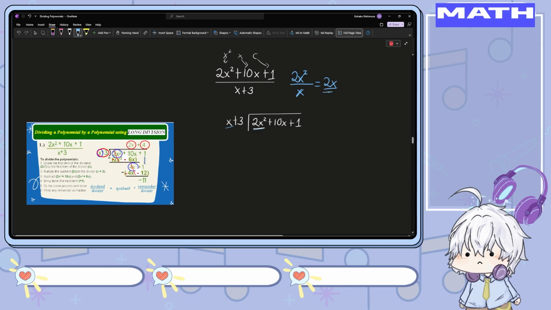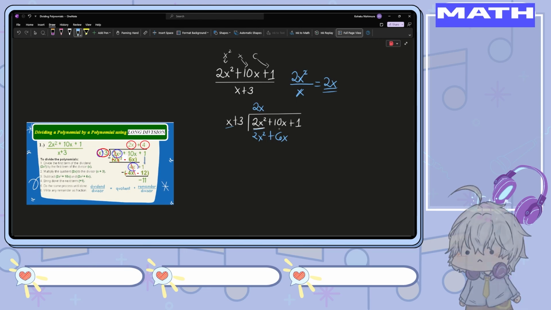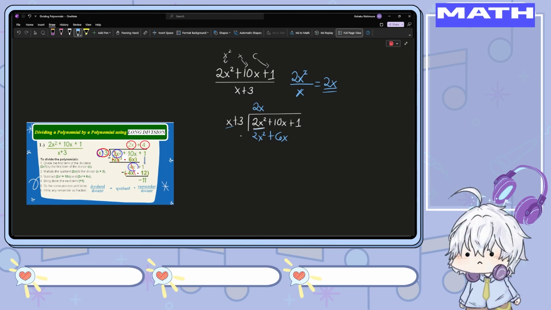We write this 2x above 2x squared. It can either be above here or above here, but I tend to write it here. So 2x. What we do with this 2x is we multiply it to both x and 3. 2x times x is 2x squared, and 2x times 3 is 6x. We put it down where it has the same or similar terms, and what we do here is subtract.